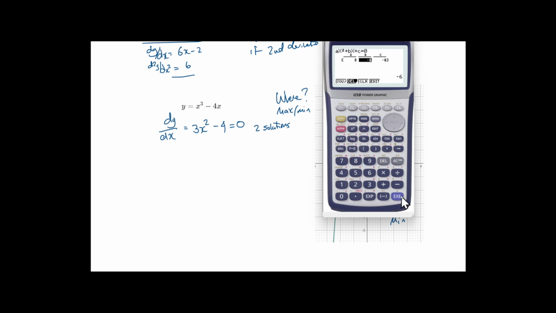So it's 3x squared plus 0x minus 4. And it's going to have the solutions 1.155 and negative 1.155.